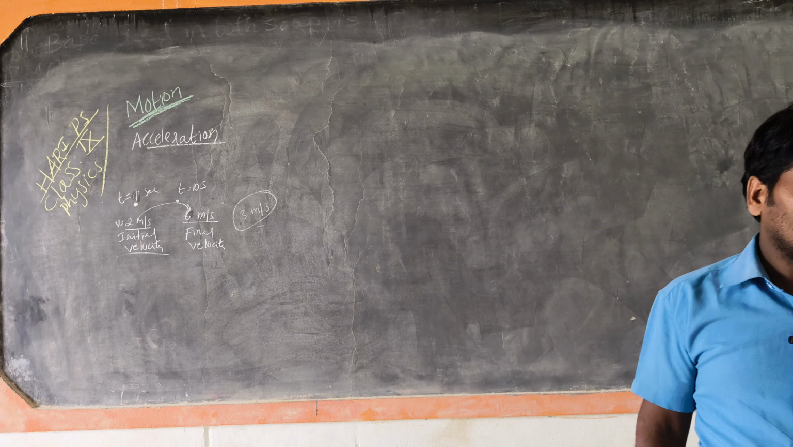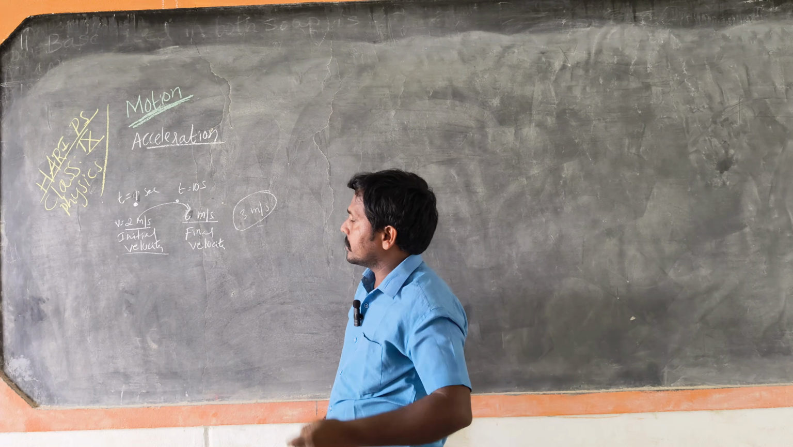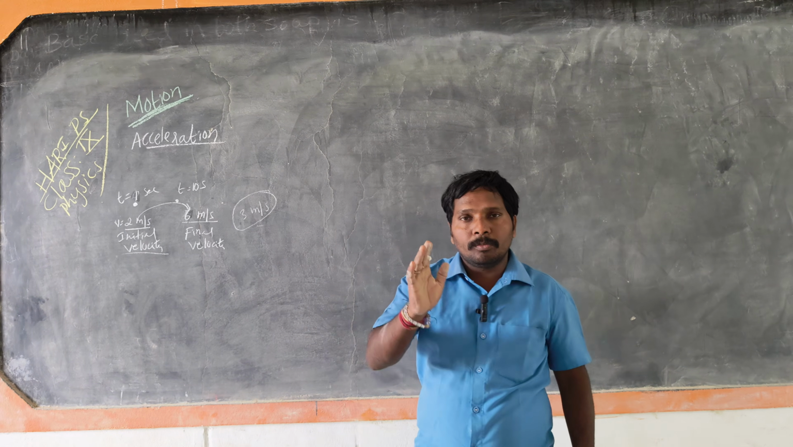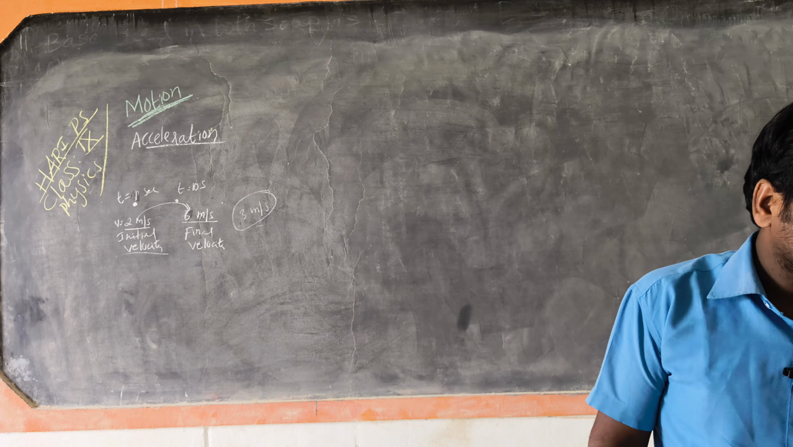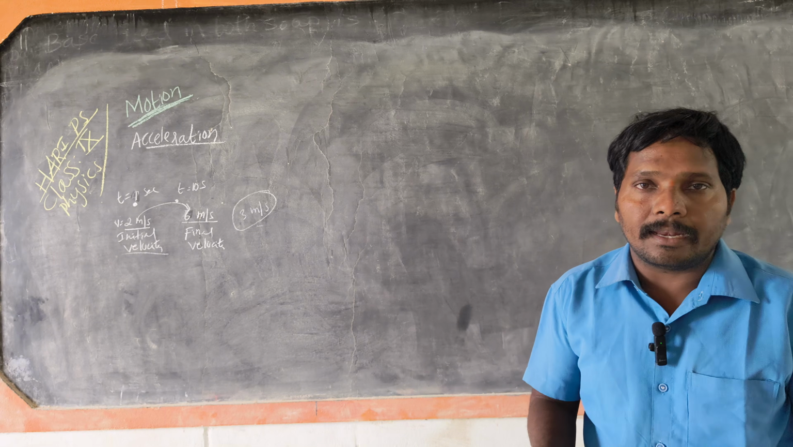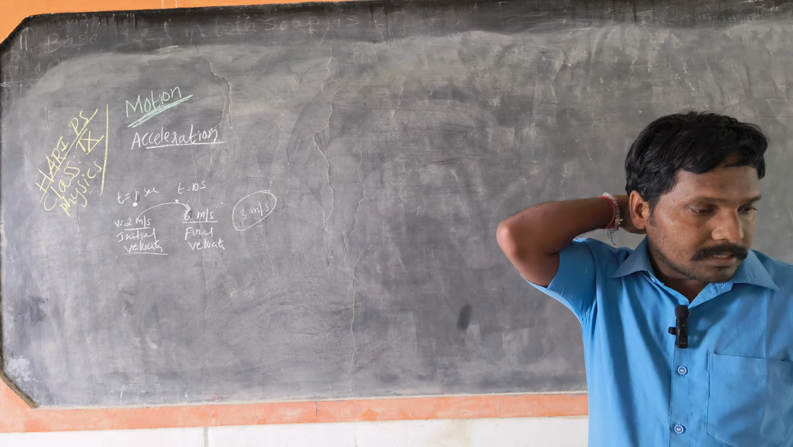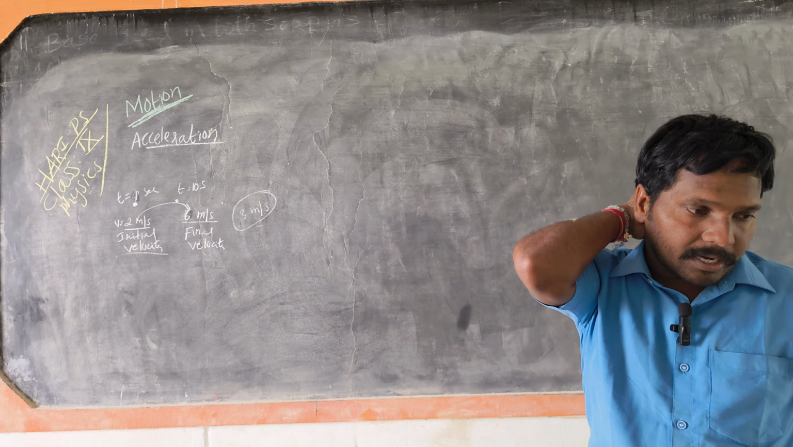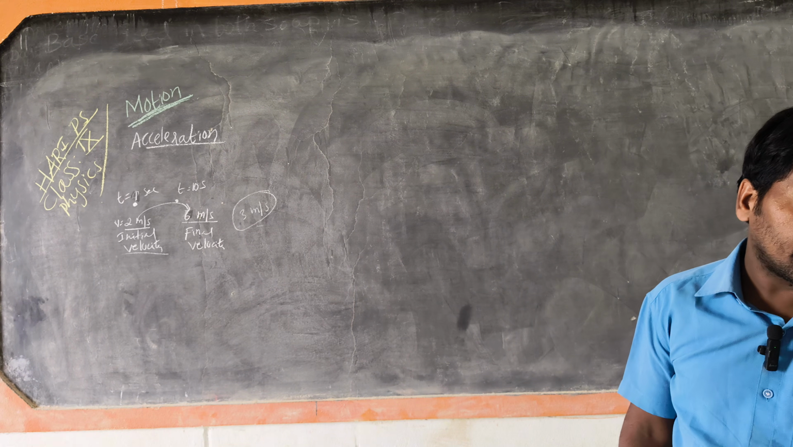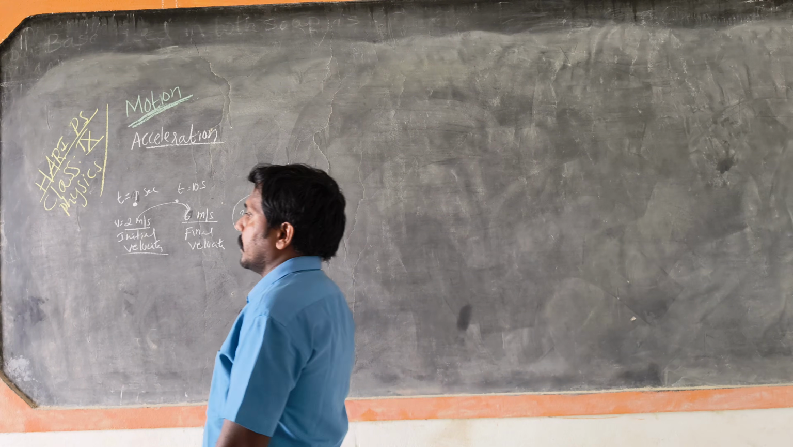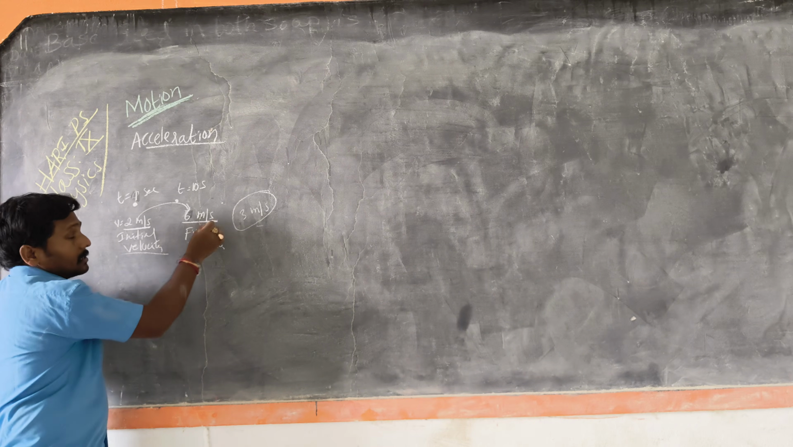In other words, the rate at which the velocity increases from 2 meter per second to 6 meter per second means that for every second, its speed increases by 3 meter per second. The car is said to have an acceleration of meters per second per second. Initial velocity is 2 meters per second, final velocity is 6 meters per second.